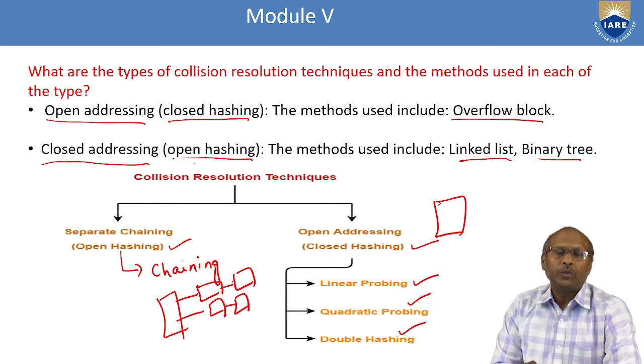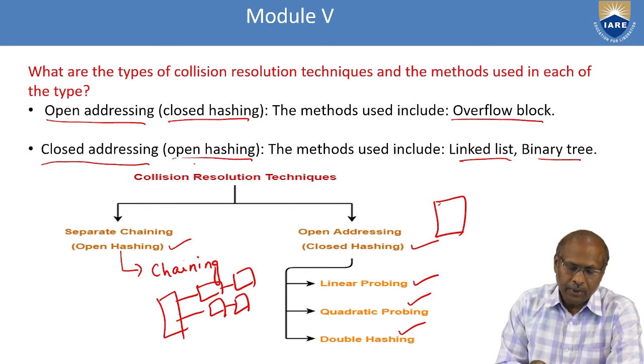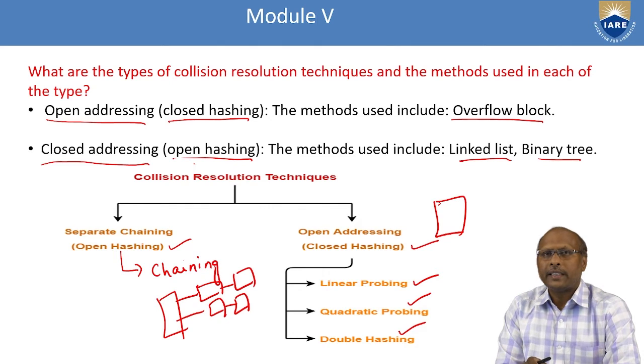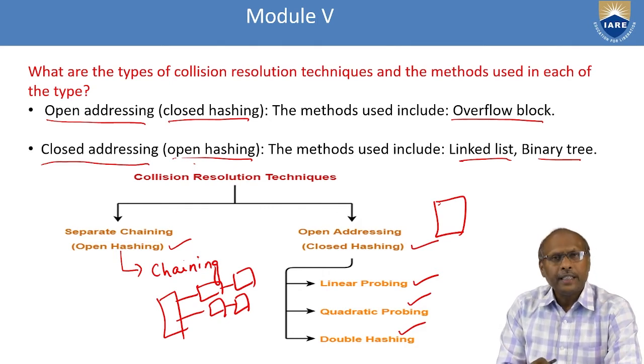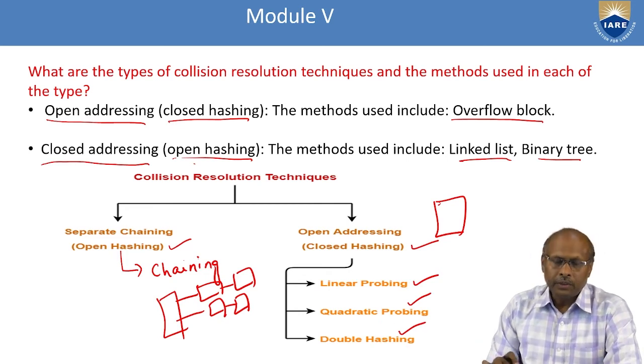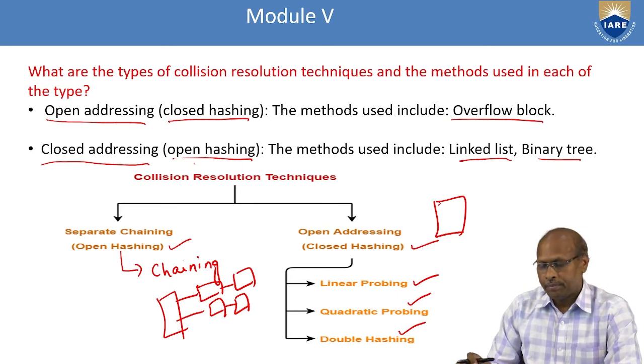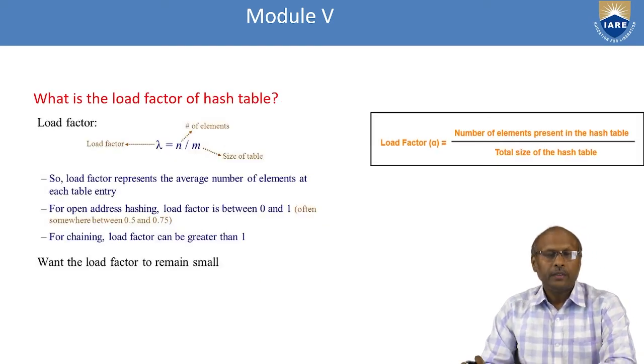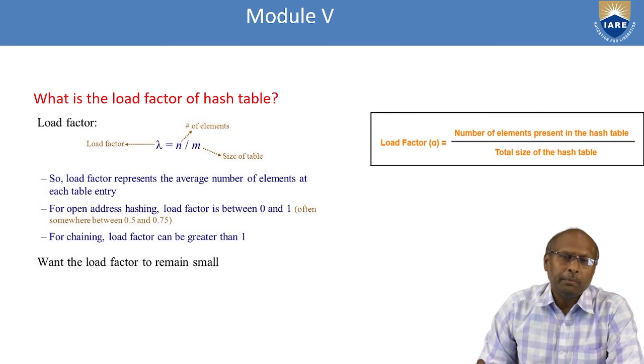Anyway, try to know these are the two standard collision resolving techniques: closed hashing and open hashing. Open hashing means chaining, and closed hashing means linear probing, quadratic probing, and double hashing. So this way you can resolve the collision. Next question: what is the load factor of a hash table?